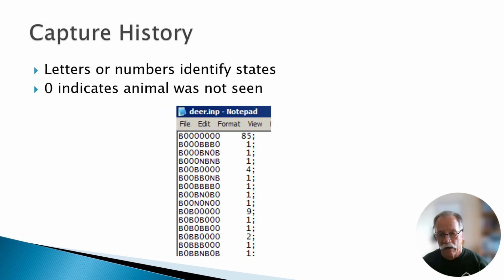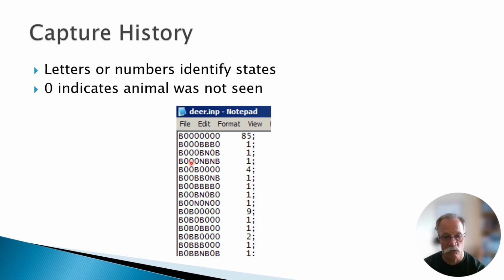So as we talked about, when you input the data into MARC, you indicate with letters what those states are. In this case, we have 2 states, B indicating breeding animals, N indicating non-breeding animals, 0s indicating that animal was not caught on that occasion. So in this first line, we had 85 individuals that were caught as breeders in the first year and were never seen again. So you could either enter that as that capture history followed by 85, or you could have 85 rows, all with 1s at the end.